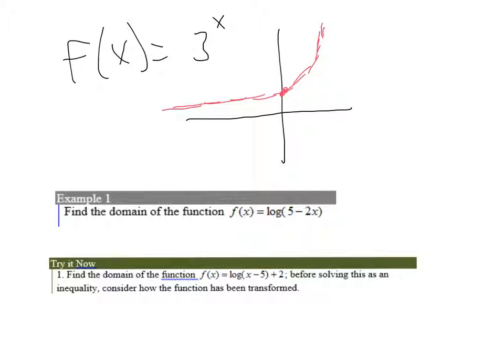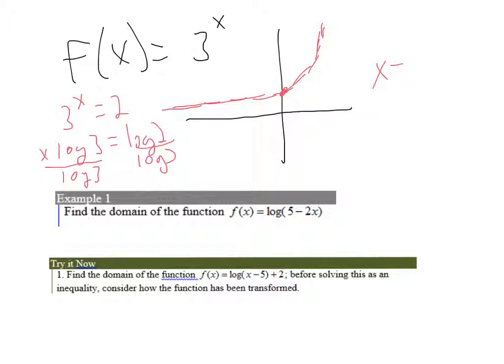Now, if we were to ask when 3 to the x equals 2, one thing you could do is take the log of both sides. So I'm going to take x times the log of 3 equals the log of 2, and then divide by the log of 3. Yes, I'm doing this for you, Becca. Then x equals log 2 over log 3.